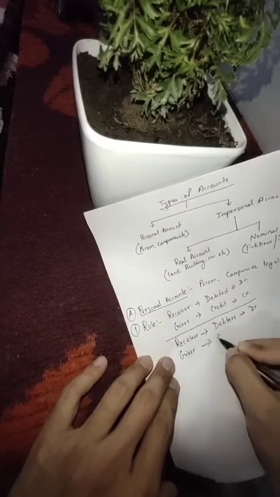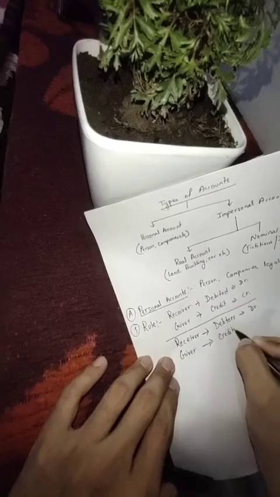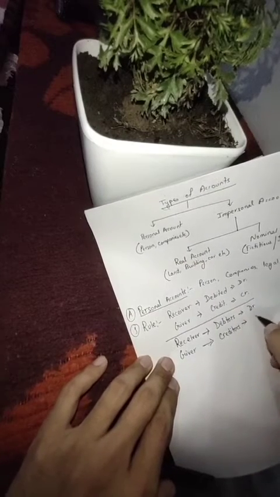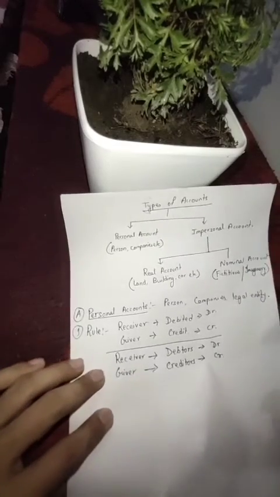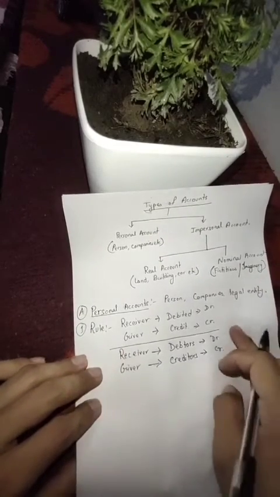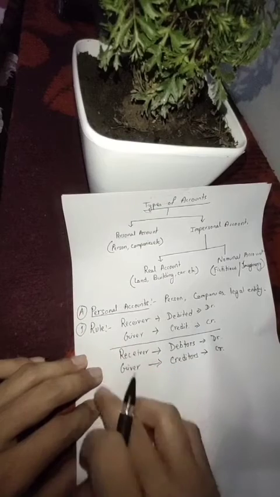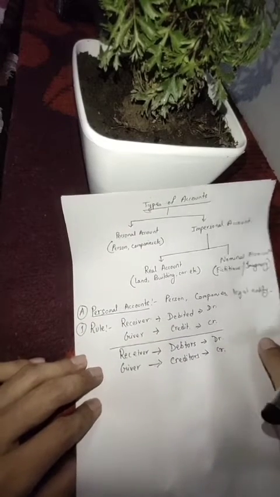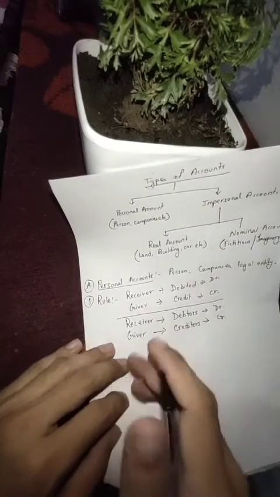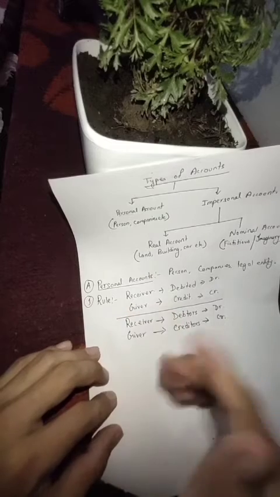Givers are always creditors, and creditors are always credit items. So if you understand this part, if you learn these things, you will never forget the rule of personal accounts, how to deal with the personal accounts. Okay, so let's understand the personal accounts more clearly with an example.